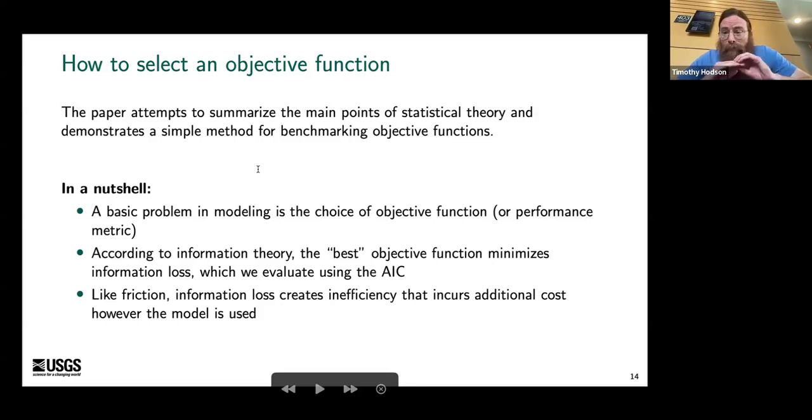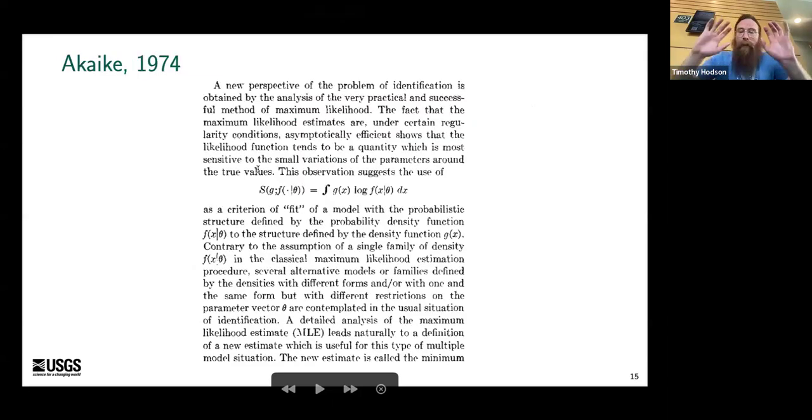If you want to understand why this is important, I liken it to friction. Information loss just creates a general inefficiency that incurs costs, however our model will be used. And we'll explore some of those ideas more. I don't demonstrate too much of this in the paper, but I hope others will try a creative experiment and publish it. I would love to see that.